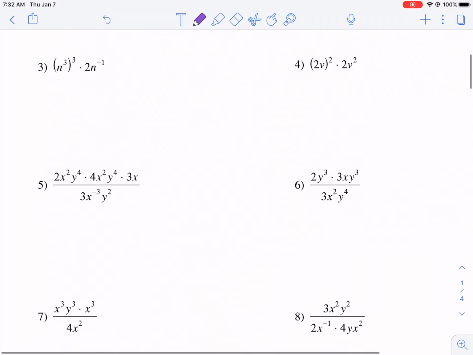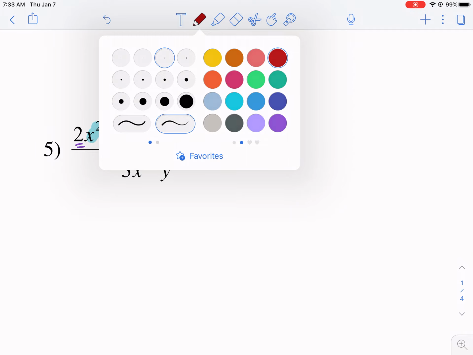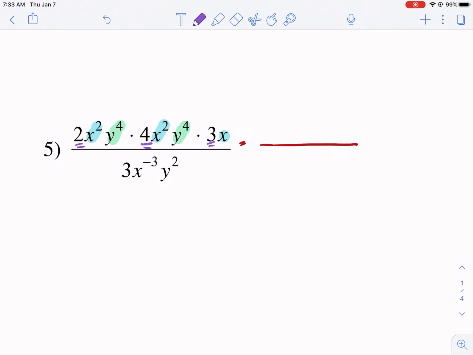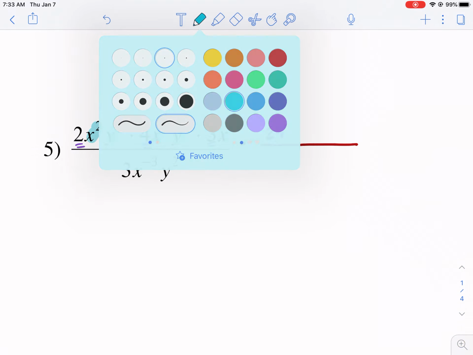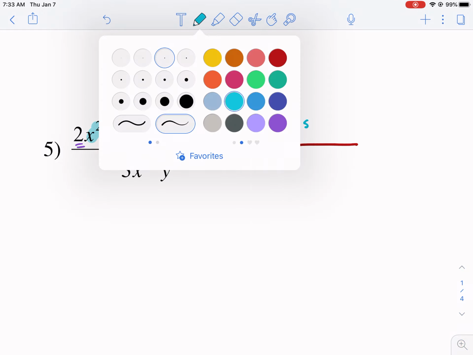Okay, let's go to a tougher one. Number 5 looks tough. We have a lot going on here. What I would do is simplify each side first. Right here, I'm going to simplify all those that have an x, and then I have these coefficients that I'm going to multiply, and then I have y's. I'm going to worry about the top first. Looks like the bottom is pretty much taken care of, so let's simplify the top. Let's use purple for my coefficients. 2 times 4 times 3 is 24. For my blue, I have x to the second and x to the first, an applied 1. That's a total of x to the 5th. And then I have y to the 8th.